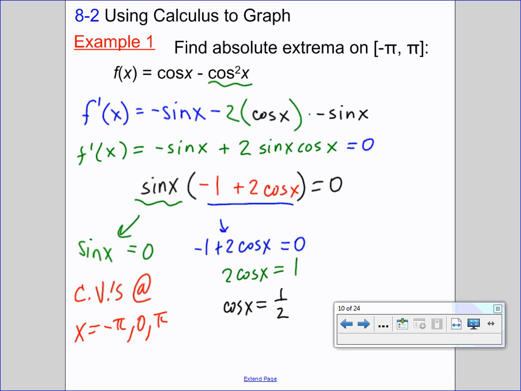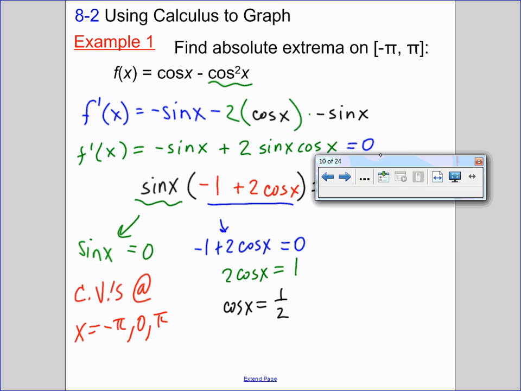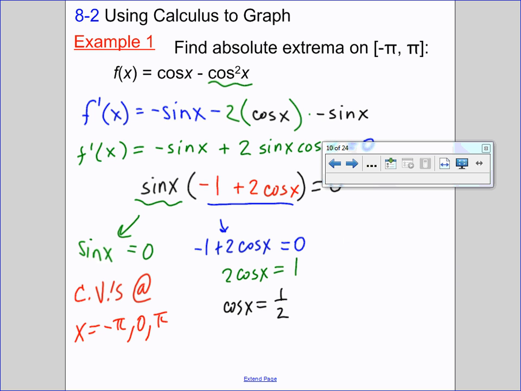And so it looks like pi over 3, and then the other one in my interval is negative pi over 3. And we begin to see why we began the year with the unit circle quiz, right? We've got to know our exact values without a calculator. We have to know those by heart, or be able to create them without a calculator. So it looks like we've got more critical values at x equals negative pi over 3 and positive pi over 3.